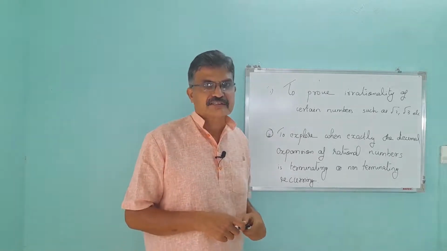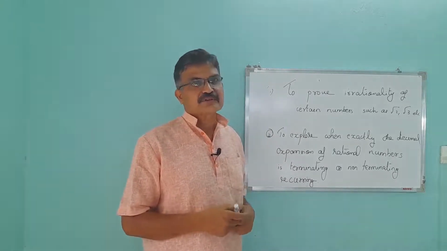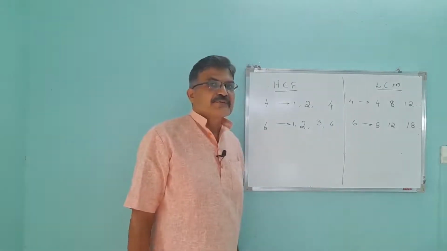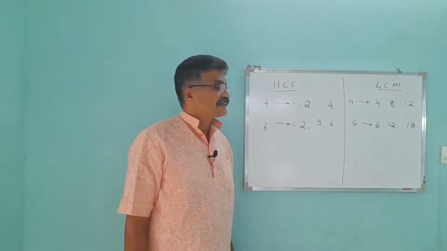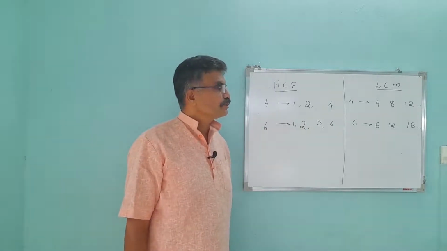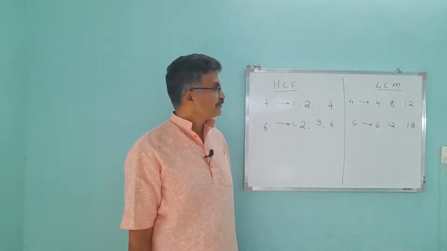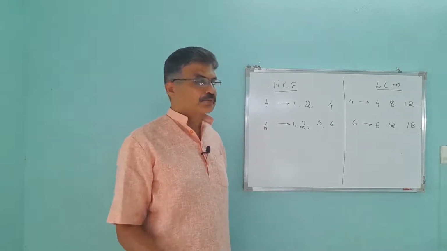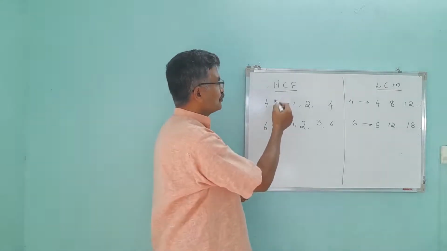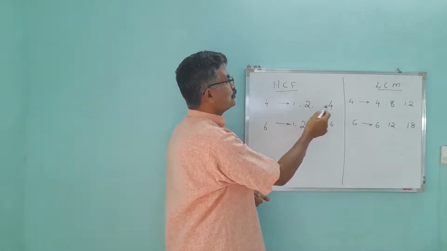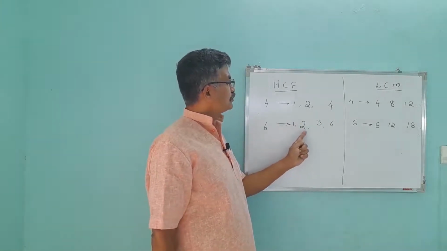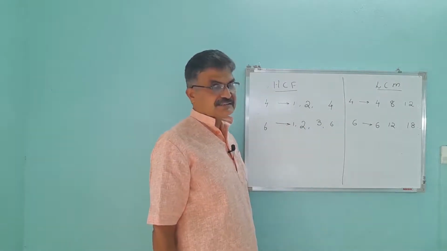Before we go to the subject, let us briefly look at the difference between HCF and LCM. HCF is the highest common factor. LCM is the lowest common multiple. First HCF. Take two numbers, 4 and 6. What are the factors of 4? 1, 2, 4. Of 6? 1, 2, 3, 6.